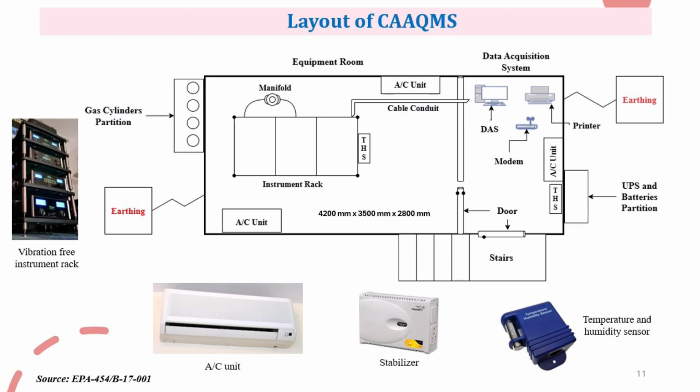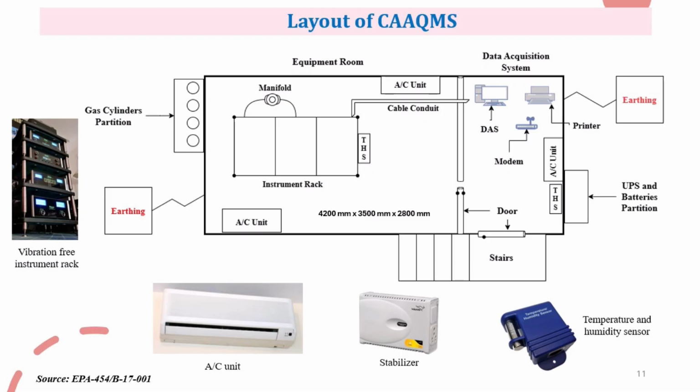There is an air conditioning unit to keep everything at a stable temperature. To make sure the instruments work well, we have installed a temperature and a humidity sensor to monitor these conditions. The DAS part includes the data acquisition system, a modem, a printer, and a backup power supply that helps to keep everything running if there is a power outage.